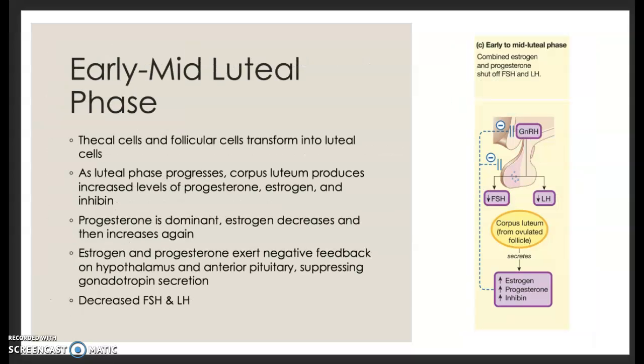In our early mid-luteal phase, the thecal cells and the follicular cells will transform into luteal cells. So as the luteal phase progresses, the corpus luteum that we mentioned earlier, which produces a lot of hormones in preparation for the pregnancy, will produce increased levels of progesterone, estrogen, and inhibin. So progesterone is dominant and estrogen begins to decrease and then it'll start to increase again. Estrogen and progesterone exert negative feedback on the hypothalamus and then on the pituitary, and this will suppress the gonadotropin secretion, thus decreasing FSH and LH.